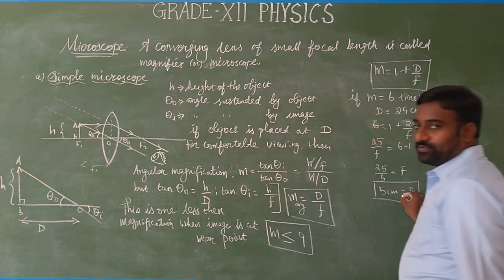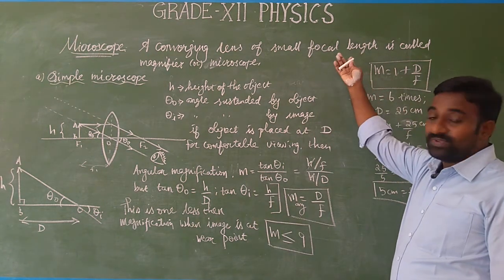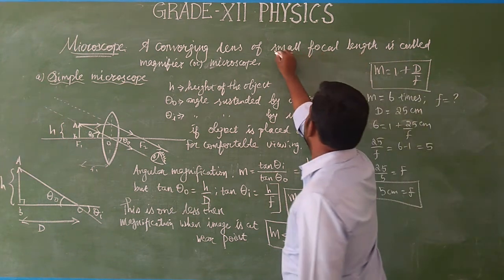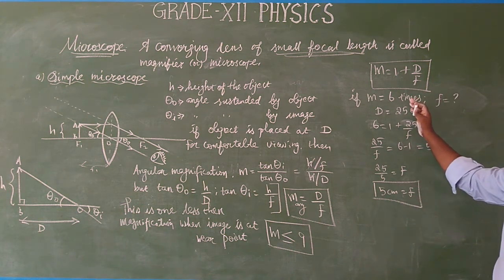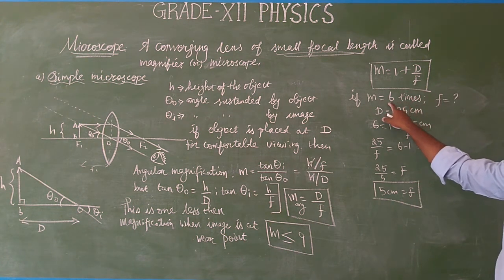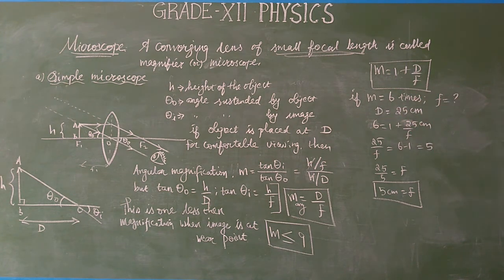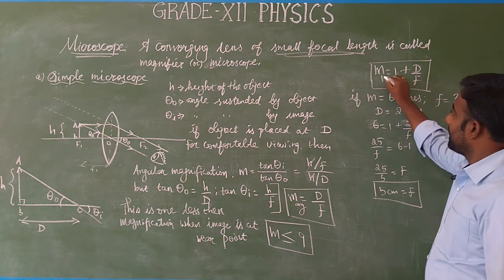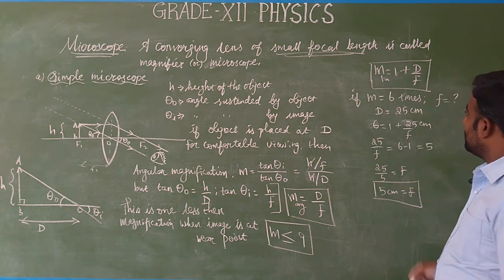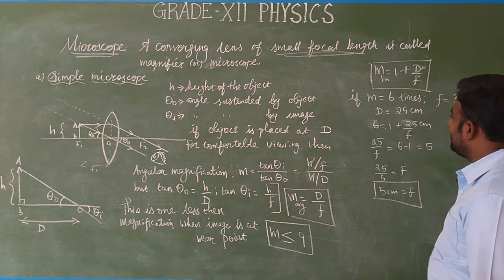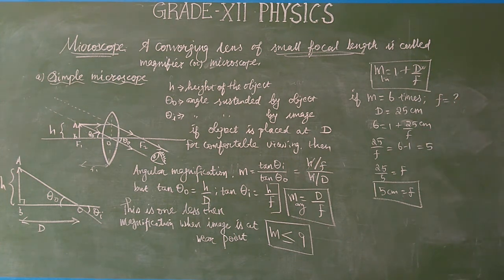So it has a shorter focal length. Already I said a microscope is nothing but a converging lens of small focal length. So here also we got a short focal length. Suppose a particular simple magnifier has a magnification of 6 times. Then what would be the focal length? We can get it from the linear magnification, 1 plus D by F, where D is the distance of distinct vision, a constant value of 25 centimeter. So directly we can find the focal length. In a simple microscope, the converging lens should have a short focal length only.